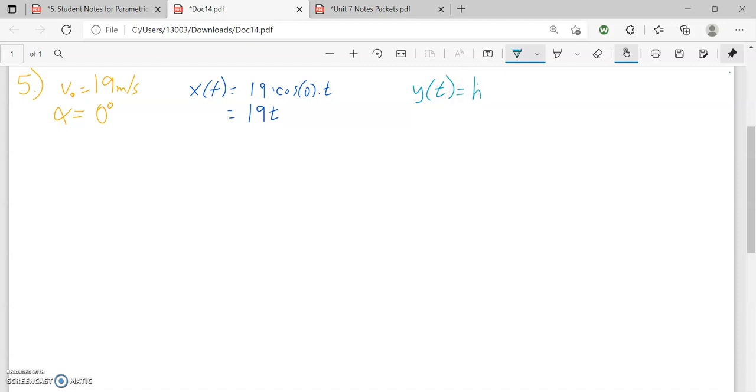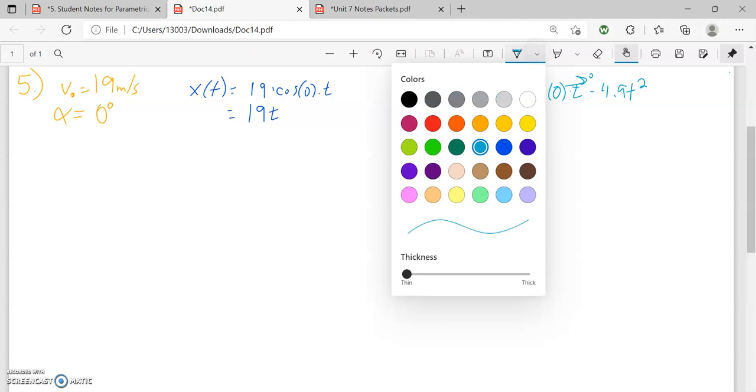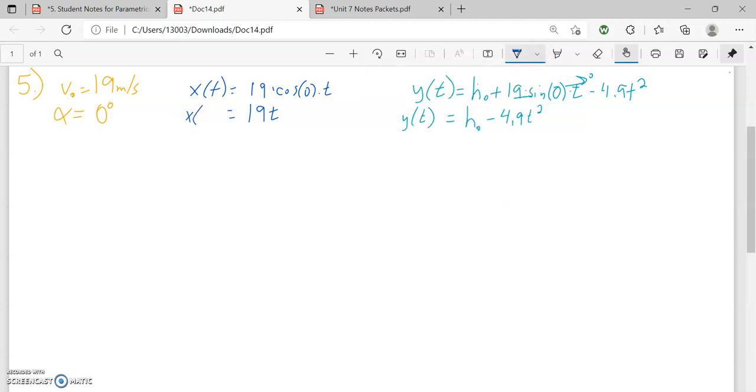So here's where it's a little different. We don't know the initial height. So the y equation does simplify, but we still have to keep h naught. The 19 sine 0, that all goes away. So h naught minus 4.9 t squared, and that is y of t. And this is x of t.